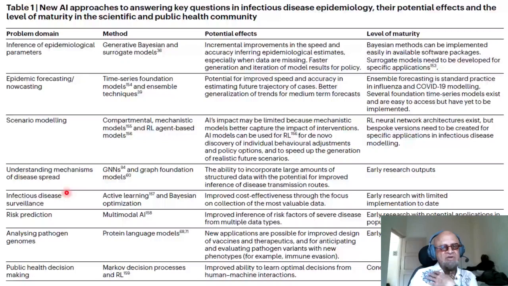Understanding mechanisms of disease spread, so graph neural networks, etc. Infectious disease surveillance, that's active learning and Bayesian optimization. Risk prediction, so that can be helped with multimodal AI. Analyzing pathogen genomes, protein language models, public health decision making, Markov decision processes, and RL, recursive learning, right?